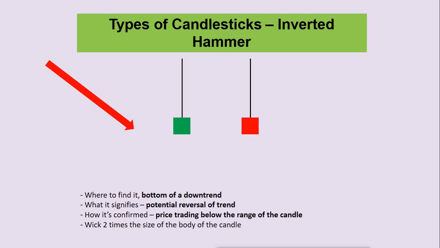Now when you compare the inverted hammer with the hammer, you would obviously favor the hammer more than the inverted hammer because the closing and opening price are at the top rather than at the bottom. So an inverted hammer is less bullish when compared to a proper hammer which is not inverted.